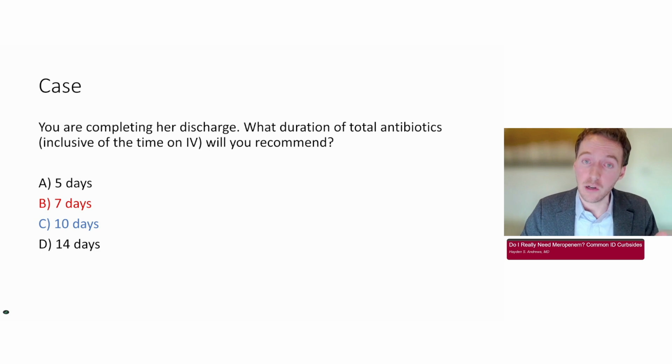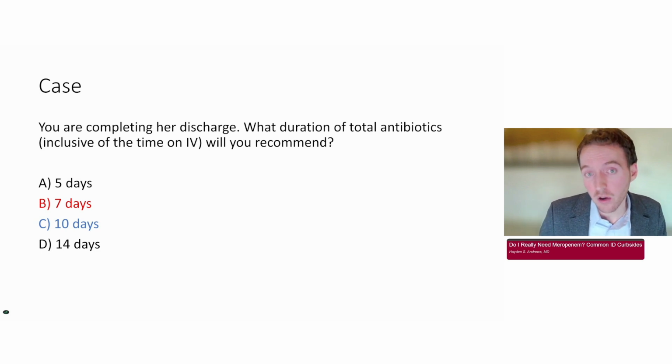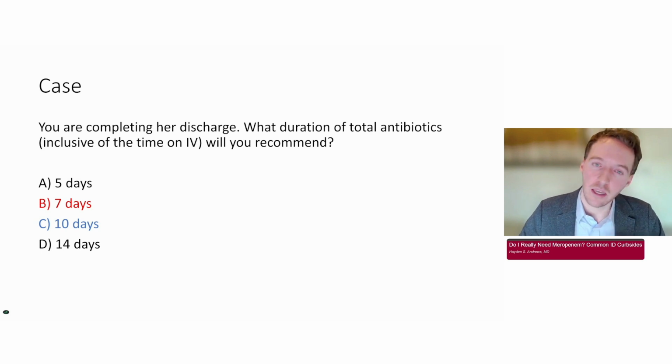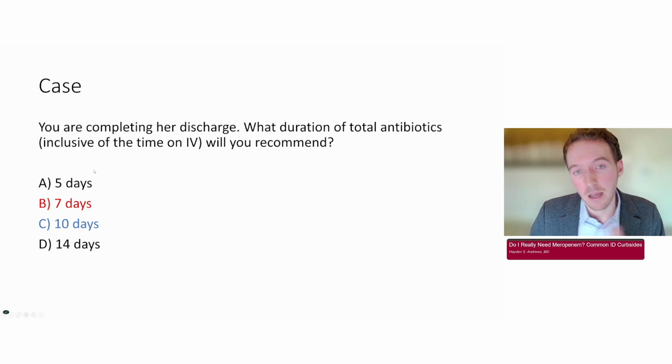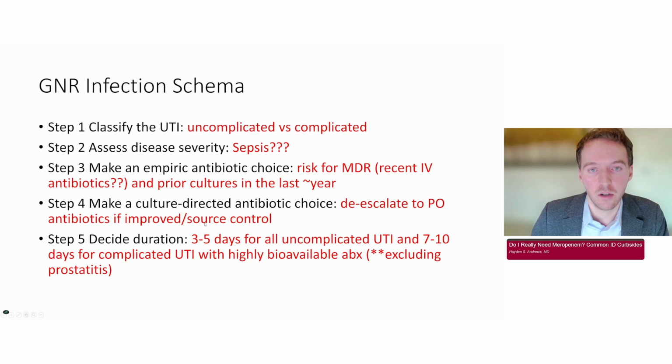I feel very comfortable in this case having this person on 7 days of antibiotics. She quickly improved. I don't think 10 days is wrong though. If it took 3 days, it was a bit slower, it wasn't a rapid clinical improvement, and you feel like, okay, we need a few extra days, I think that's fine. I do think most patients really don't need 14 days anymore. I think 5 days might be a little short. So I think in that 7 to 10 day range is a good thing to shoot for. And so that's our schema.